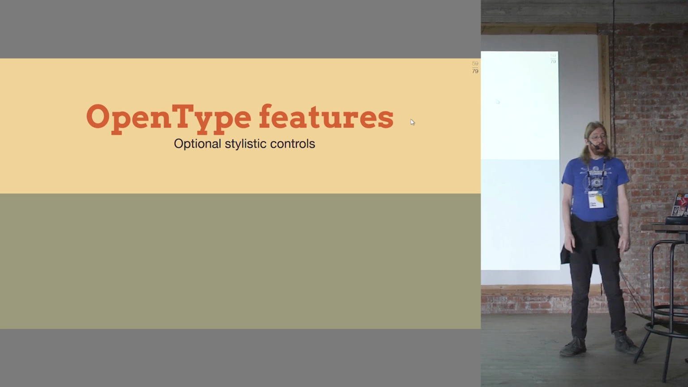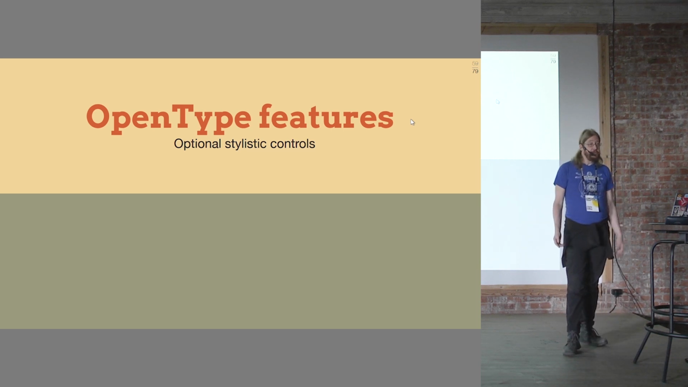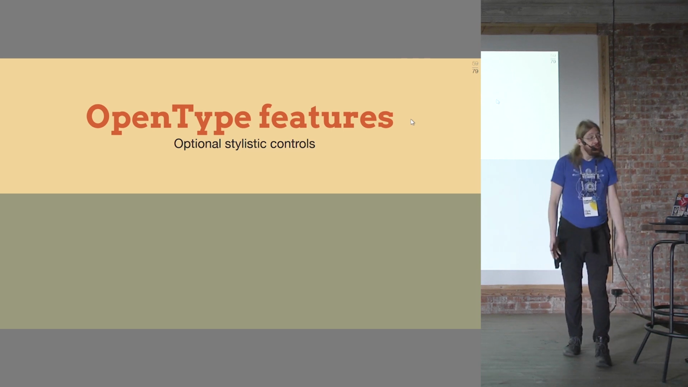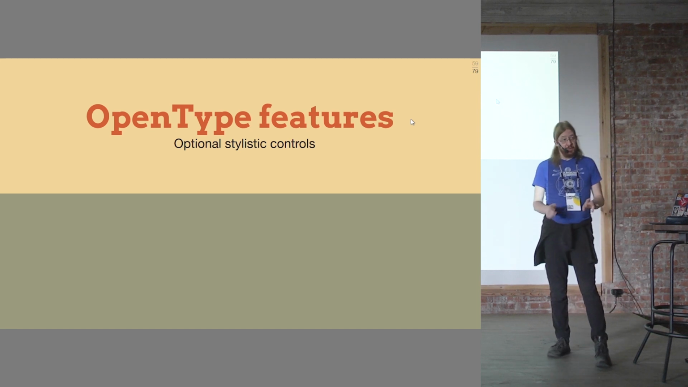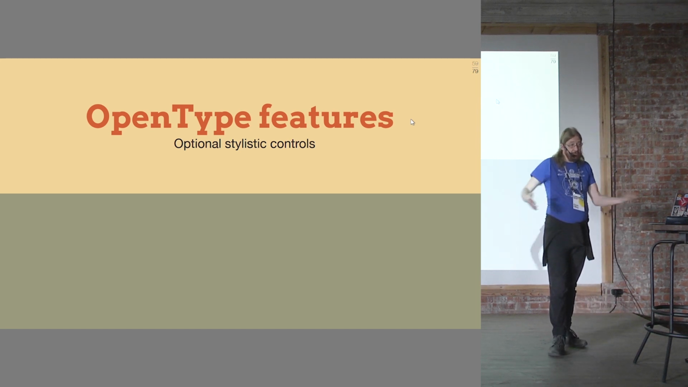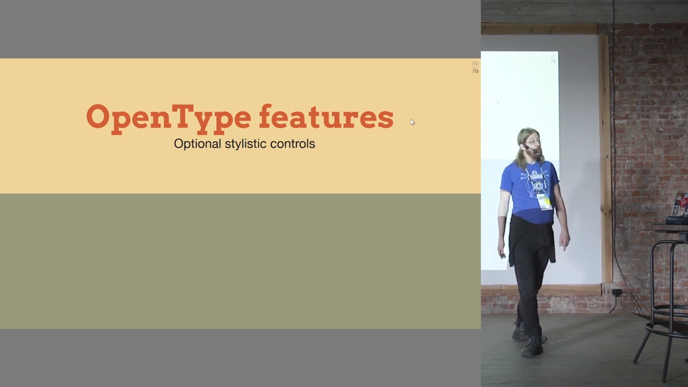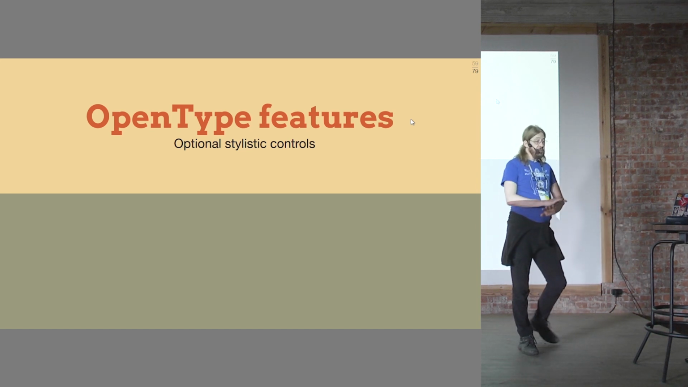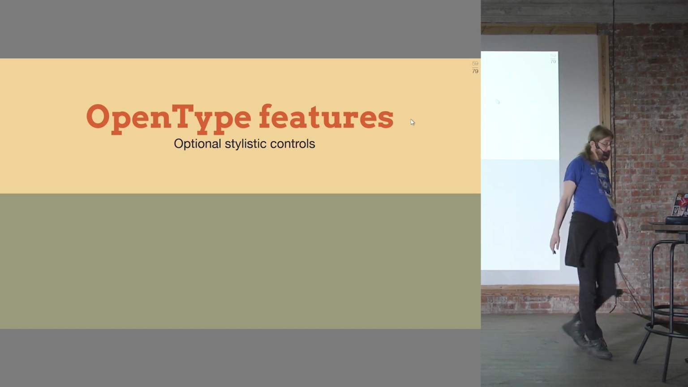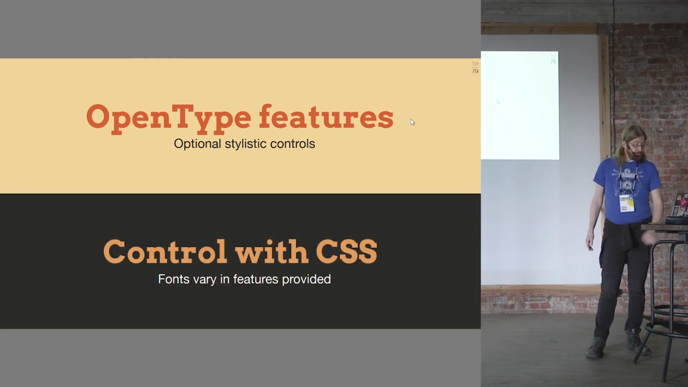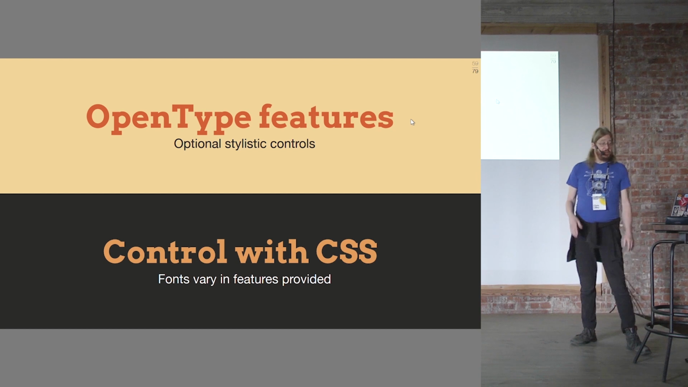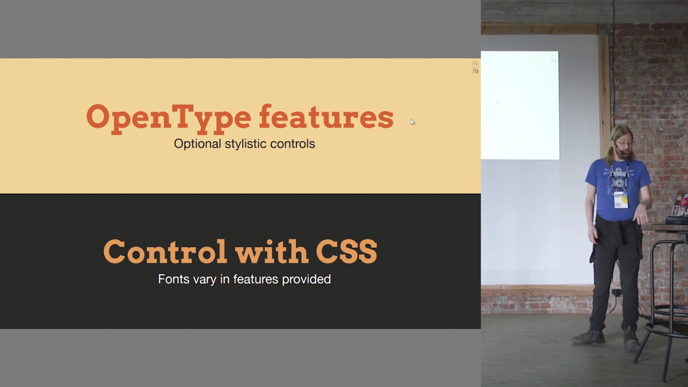So OpenType features are optional stylistic controls. They're things which make things nicer, but if they're not supported, it's no biggie. It still looks like just a regular font would look. So this is a progressive enhancement. It's something you can add without worrying that it has to be supported in 100% of all the browsers that you're trying to target. And then there are CSS features to control this OpenType stuff.